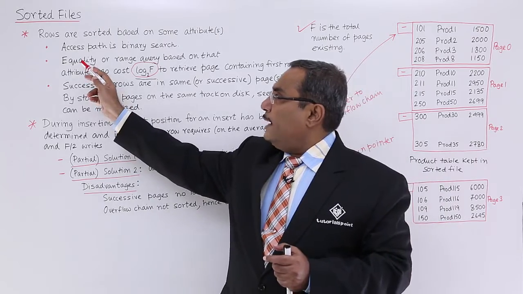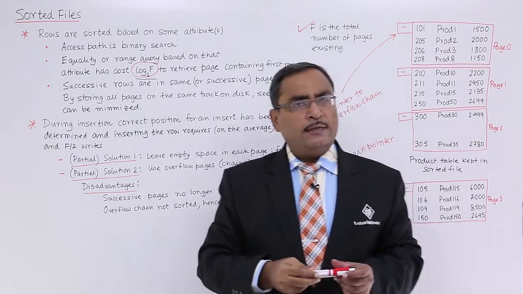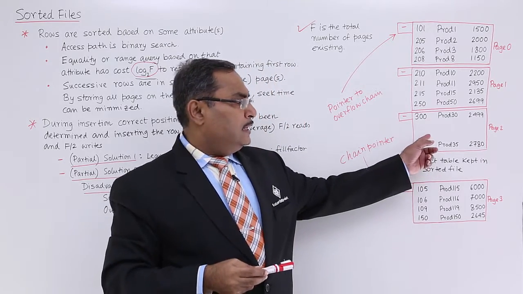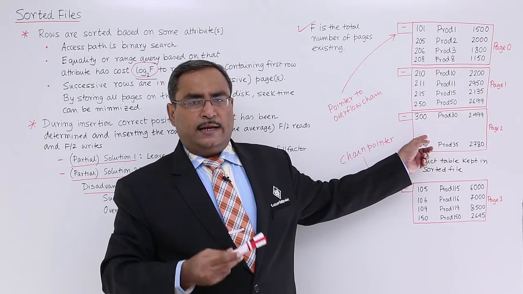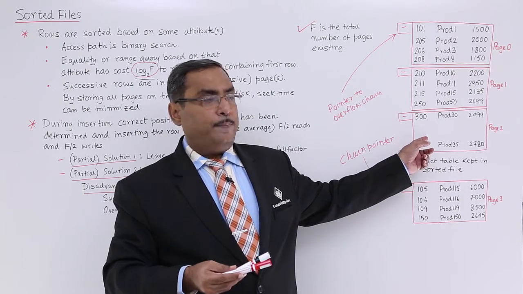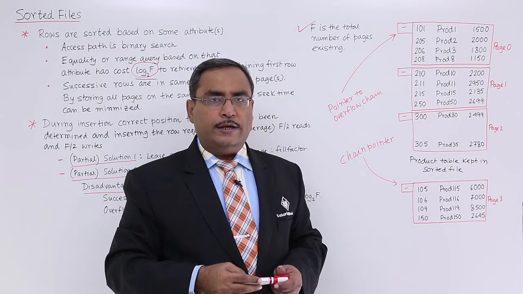Now we are having two kinds of queries. One is the equality search, another one is the range search. What is the equality search? Consider this particular product table. If the query is something like this, select star from product where product ID is equal to 211, then that is known as the equality search.